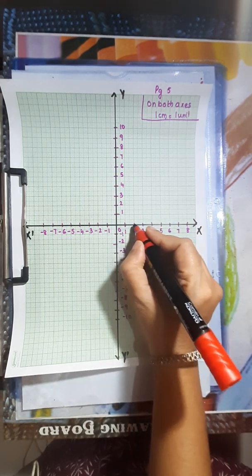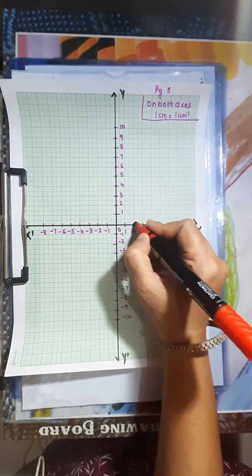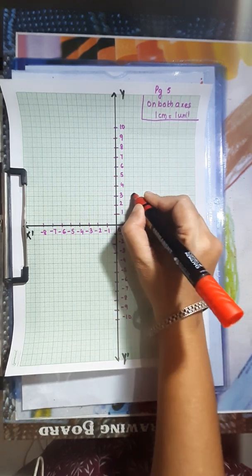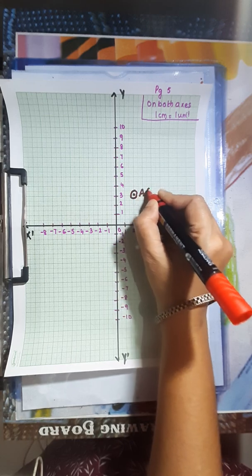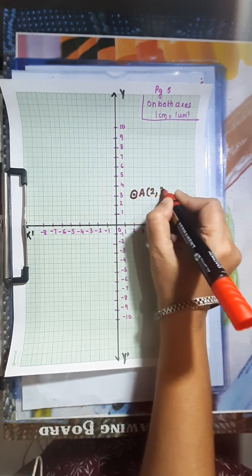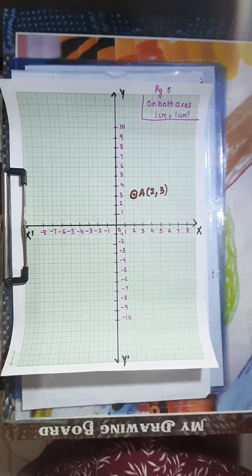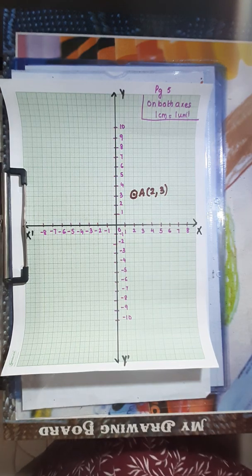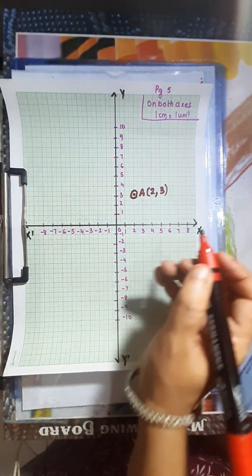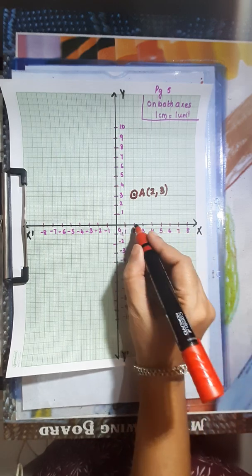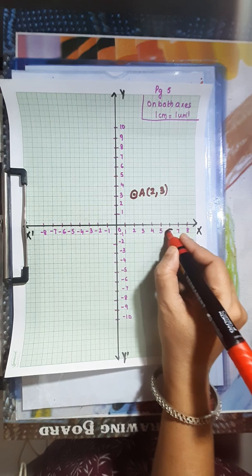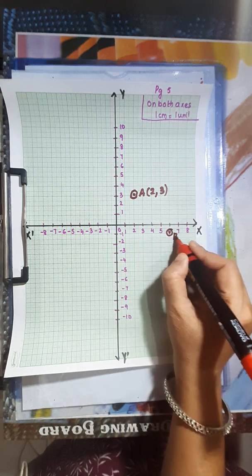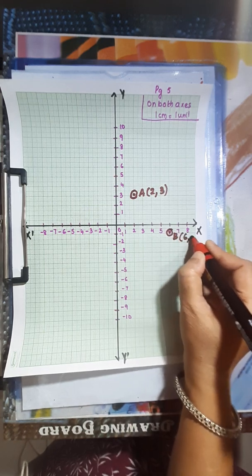So A is 2, so 1, 2 and 3 means go up 3. 1, 2, 3. This is my A (2, 3). Okay, next. B (6, -1). B, 6, so 1, 2, 3, 4, 5, 6. 6, -1. This is my B (6, -1).